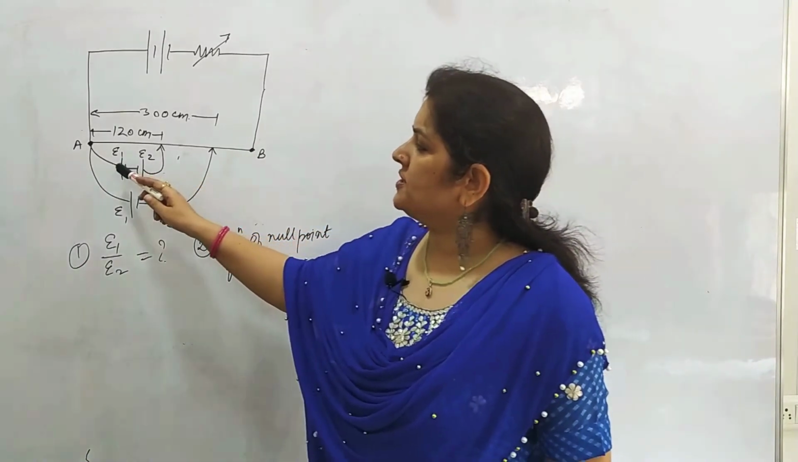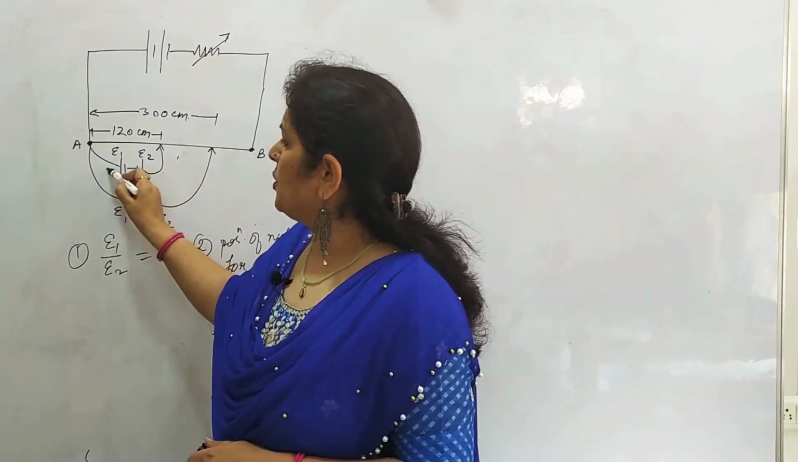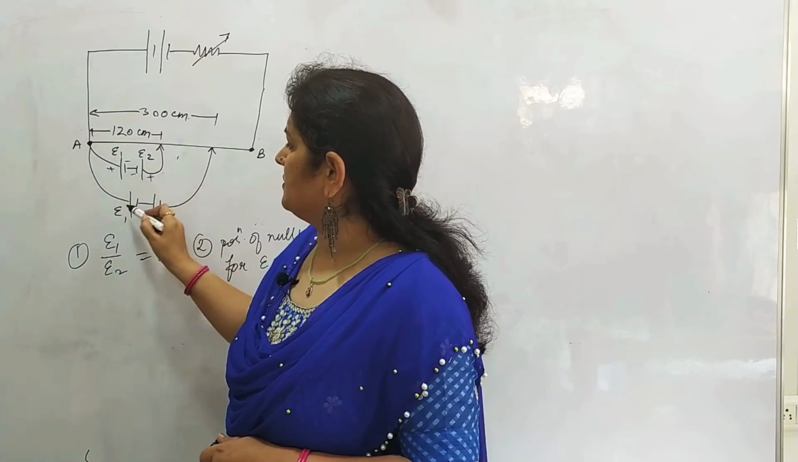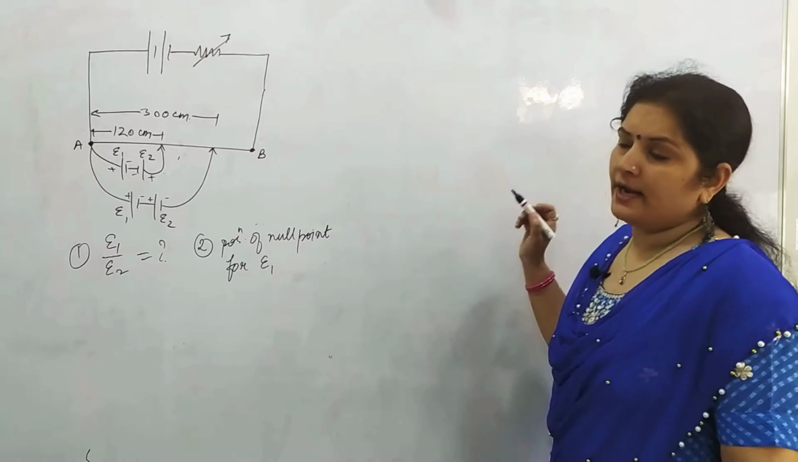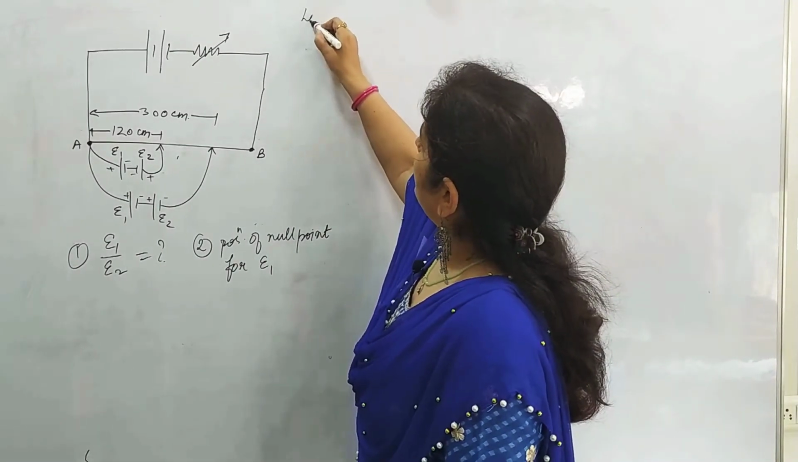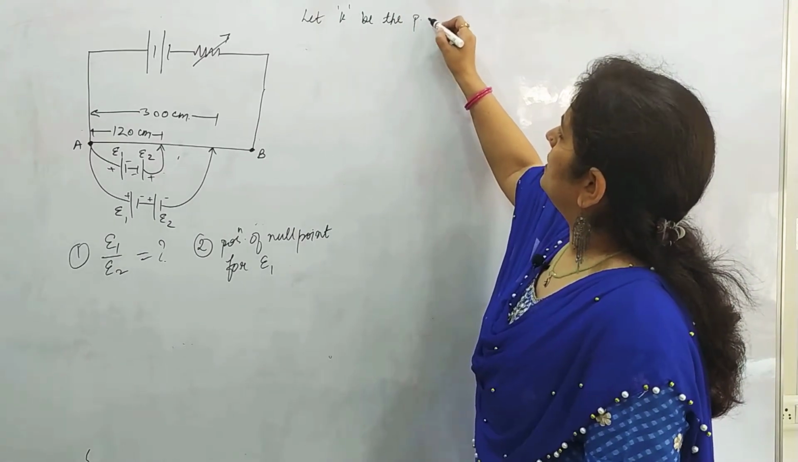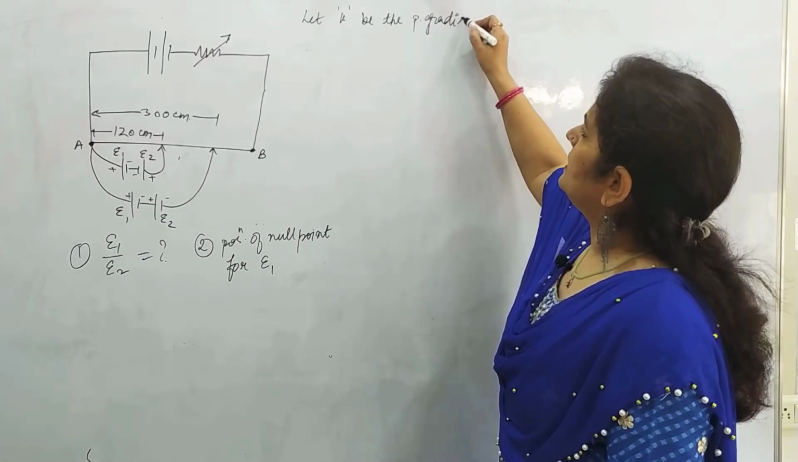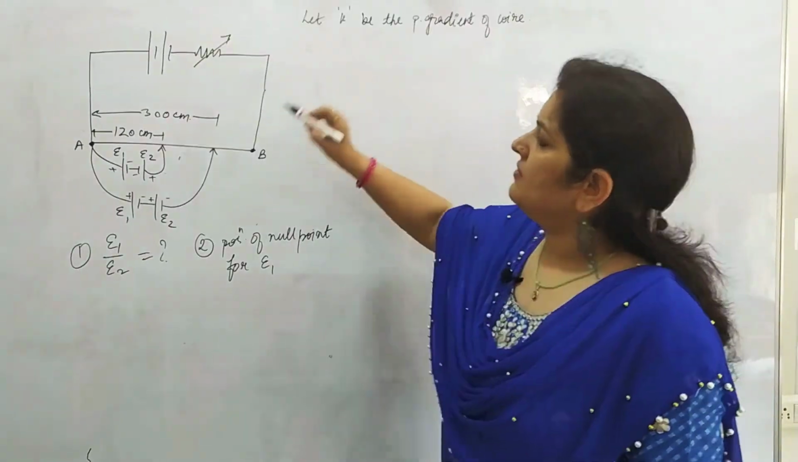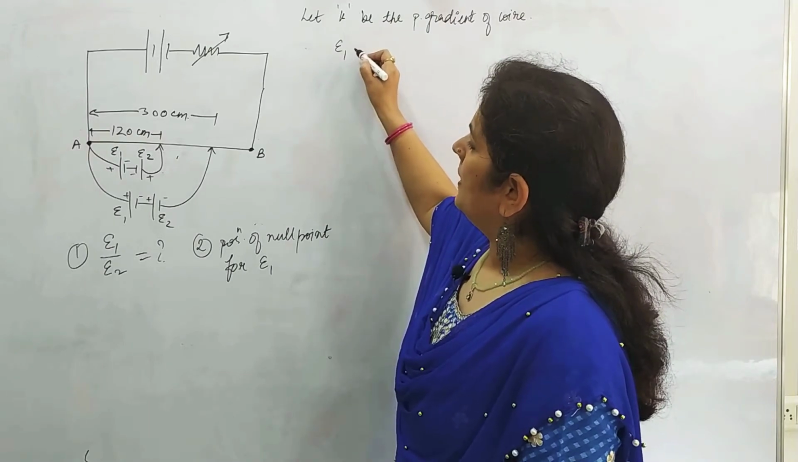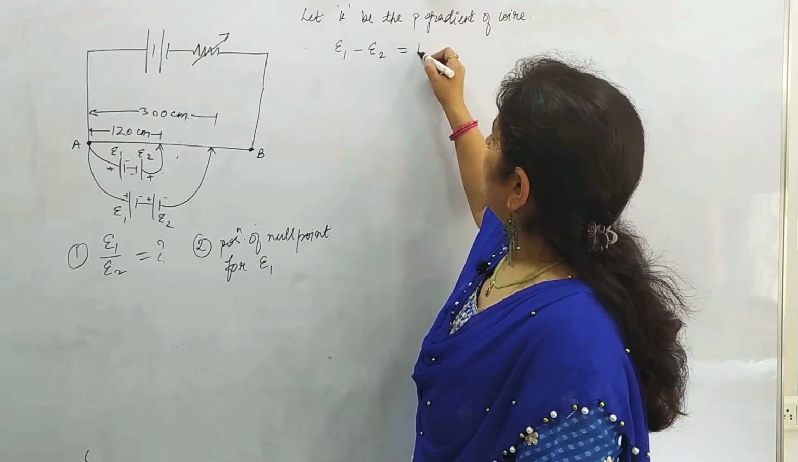Look carefully. You can also see this by Kirchhoff's law, this is positive, this is negative. See, this is positive, negative, negative, positive. This is positive, negative, positive, negative. Right? So can we not write, let K be the potential gradient. Let the potential gradient of the wire be K. Then can we write E1 minus E2 is equal to K into 120.